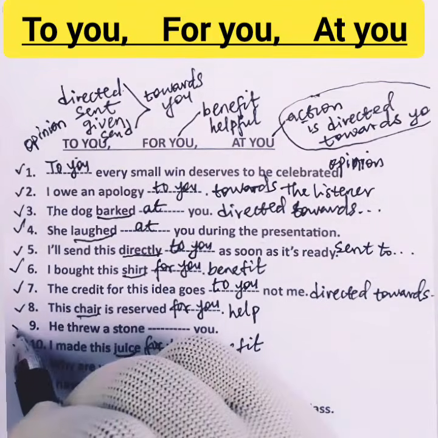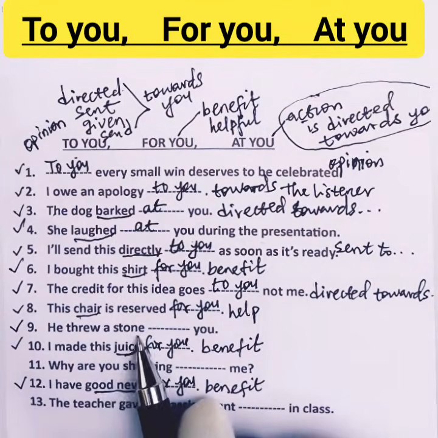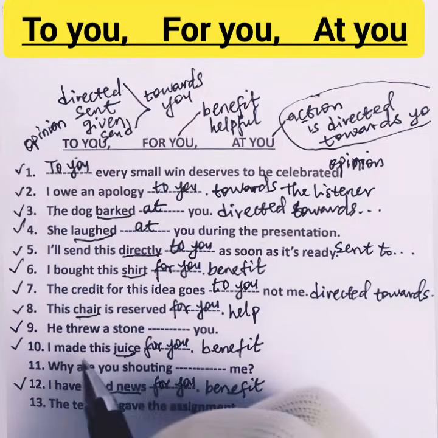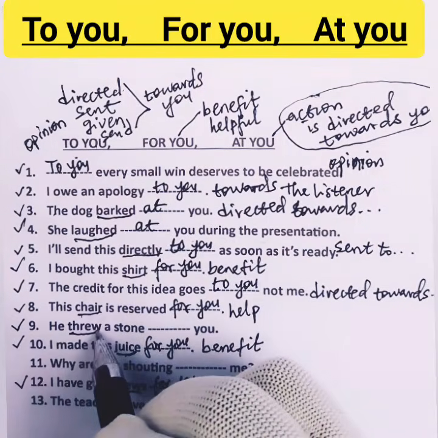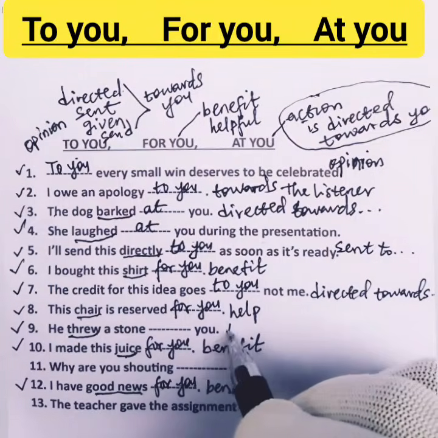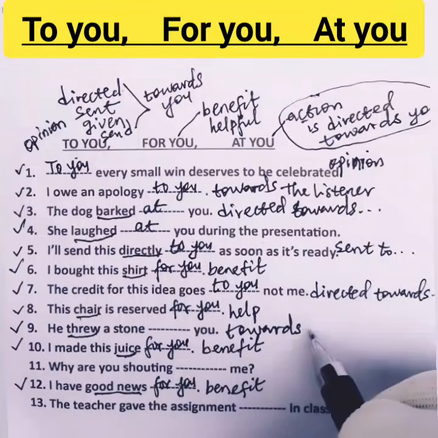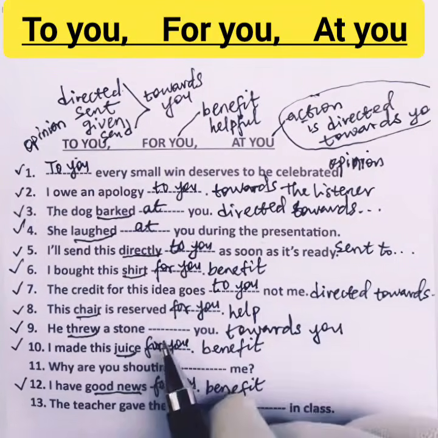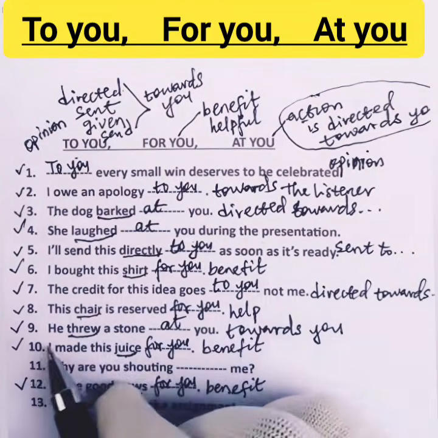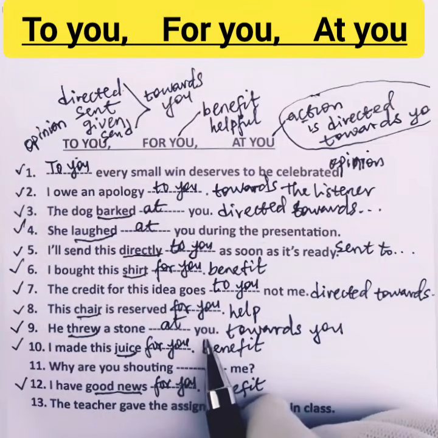Next is number 9. He threw a stone blank you. Here we have the action of throwing directed towards someone, towards you. So we use at here. He threw a stone at you.